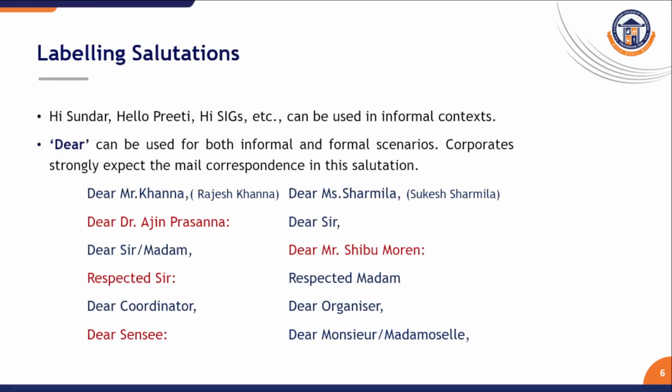Labeling salutations. You can see that Hi Sundar, Hello Preeti, Hi SIGs. SIGs mean here special interest groups, and so forth, can be used in informal contexts. Dear can be used for both informal and formal scenarios. Corporates strongly expect the mail correspondence in this salutation. So you can have these variants, you can have a look at this. Dear Mr. Khanna, or you can say Dear Mr. Rajesh Khanna with a comma. Dear Miss Sharmila, or you can give a full name, Dear Miss Sugesh Sharmila with a comma.